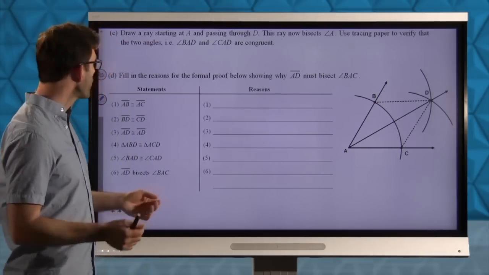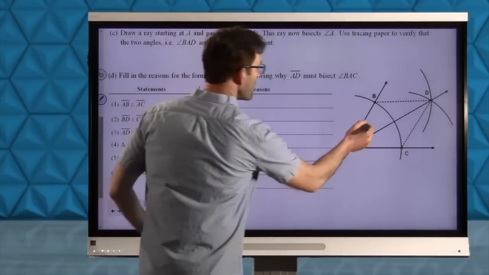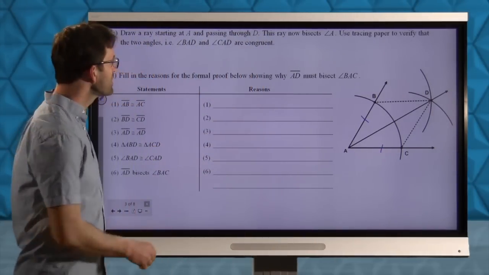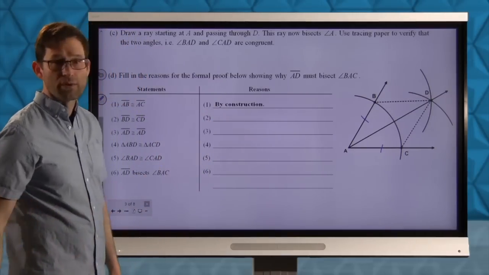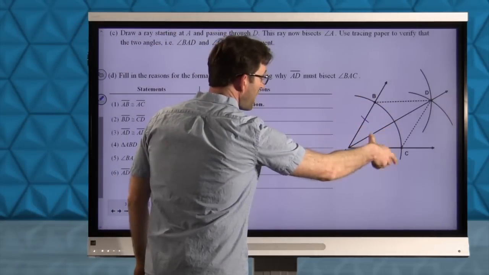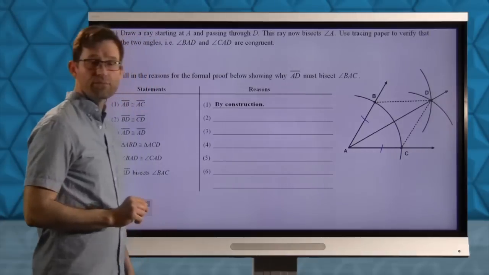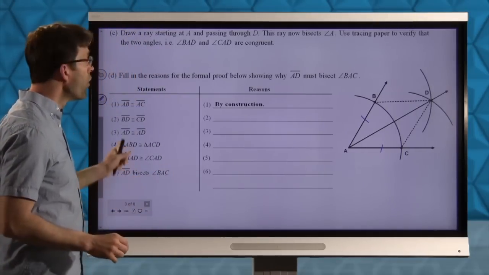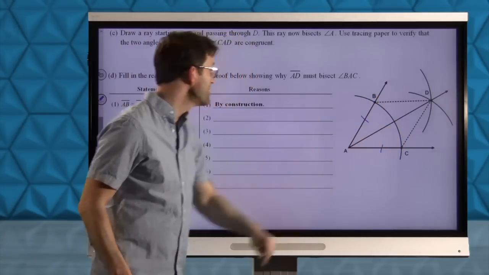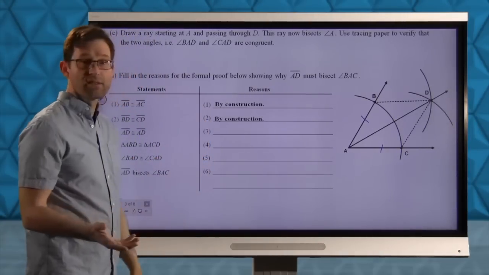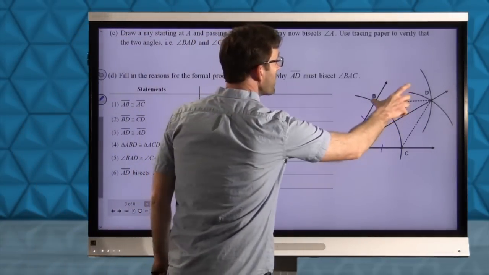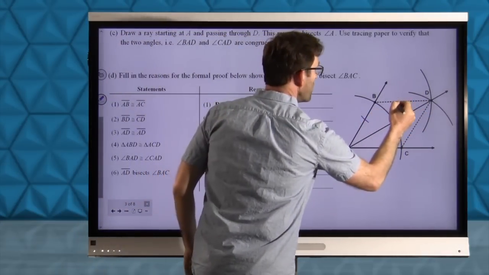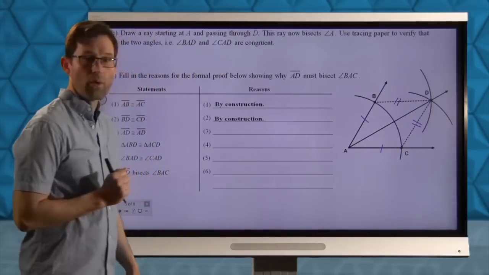All right. Well, the first statement was that AB is congruent to AC. Now, why do we know that AB is congruent to AC in this construction? Well, it was by construction, right? I took my compass out and I drew that arc, right? So any points along those arcs are equidistant from that point. Great. Why is BD congruent to CD? Well, again, by construction, right? I took another arc and I centered it at B, and then without changing the radius, I centered it at C, so I knew that these two sides were equal.